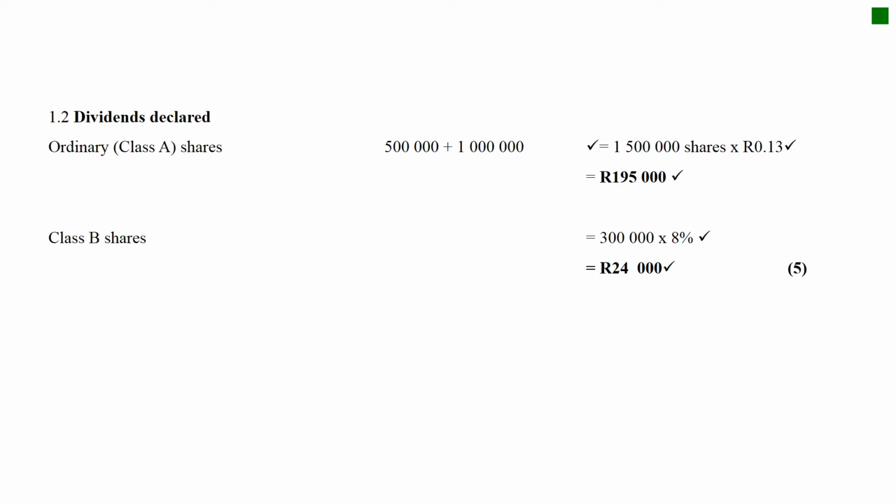Finally, we now look at part 2, 1.2, looking at dividends declared. Ordinary shares, that is cash shares, we have 500,000 that were issued to the incorporators, and then we also have 1 million shares that were issued to the public. So because we need to know the total number of shares that were issued in order for us to calculate the dividends. Remember, dividends are per share.